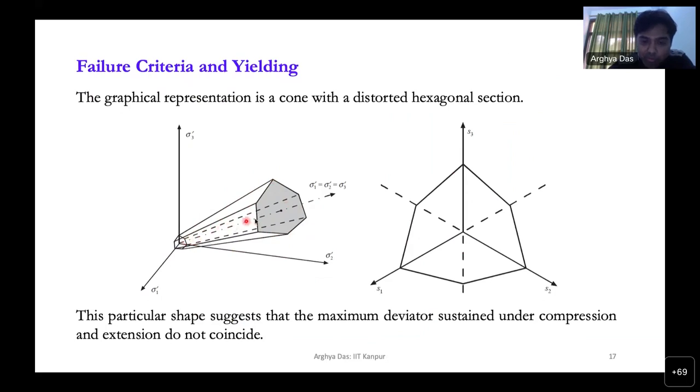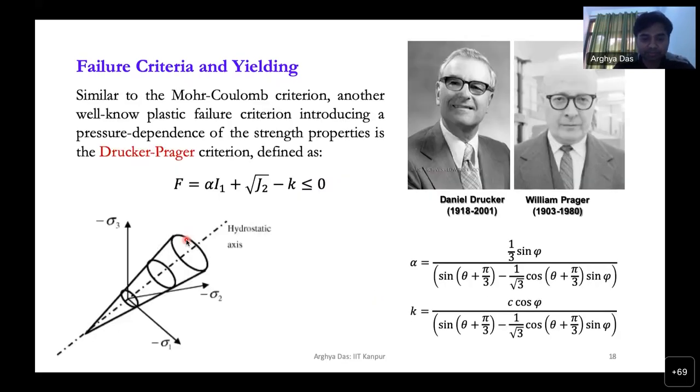The more confining pressure you have, the bigger the hexagon size is. That means you need to apply a much larger load to reach this surface and achieve failure. But if your confining pressure is very small, then your failure will come very early, which is very obvious in the case of any frictional granular materials or frictional geomaterials.